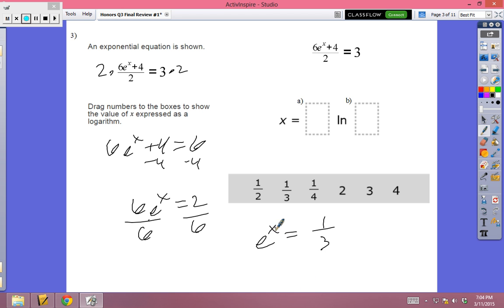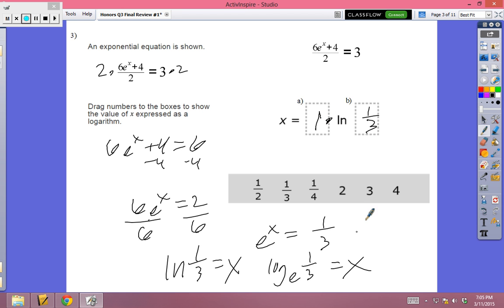Okay, now the only way you can undo e is you've got to do a logarithm, so it's going to be log in base e of 1/3, and that is equal to x. And log in base e is the same thing as ln. So ln of 1/3 equals x. So x equals just 1 times the ln of 1/3.